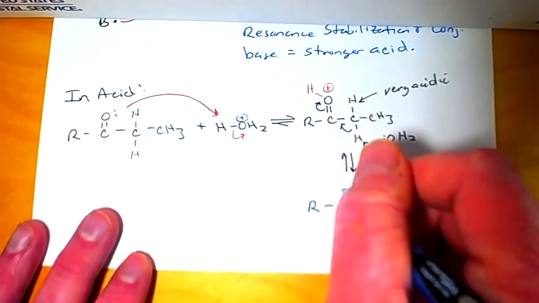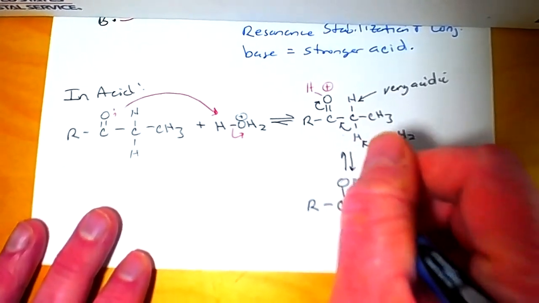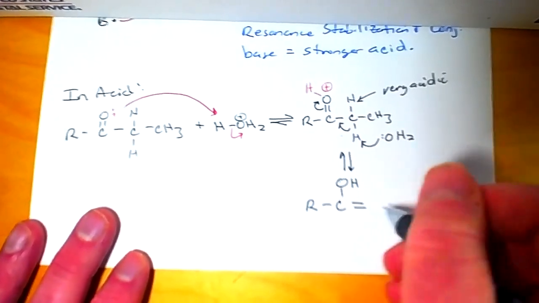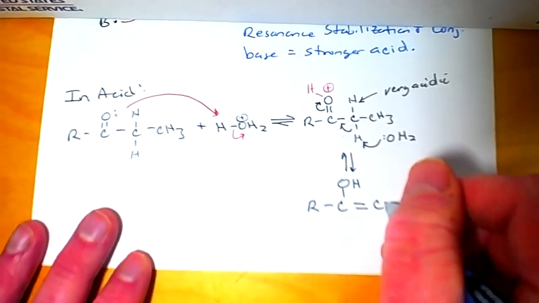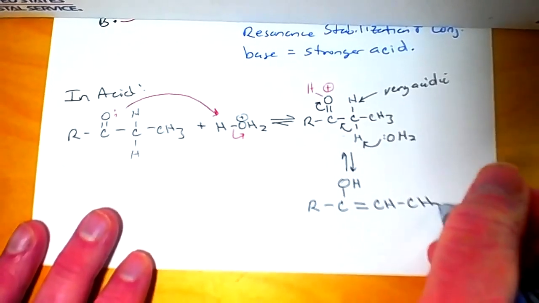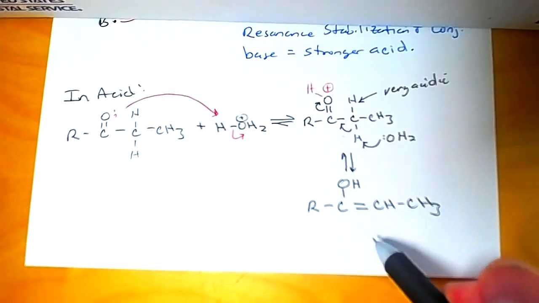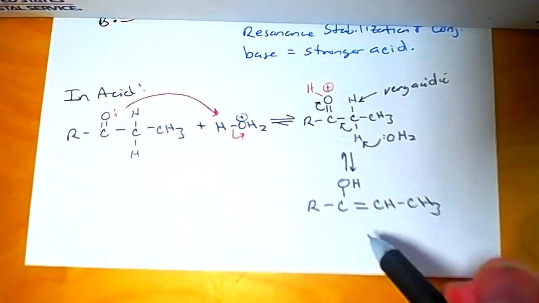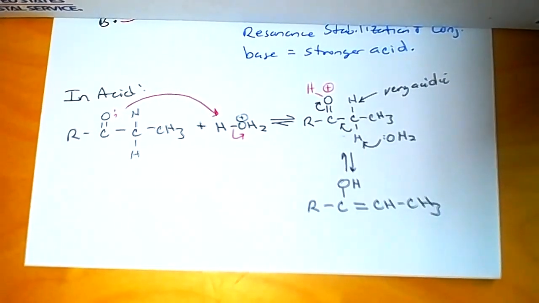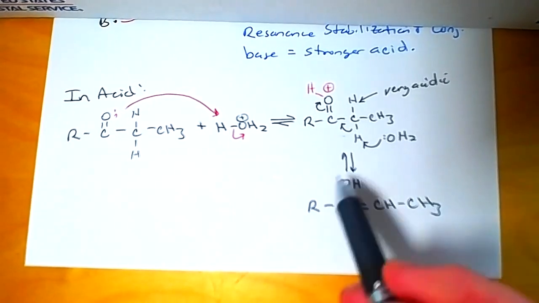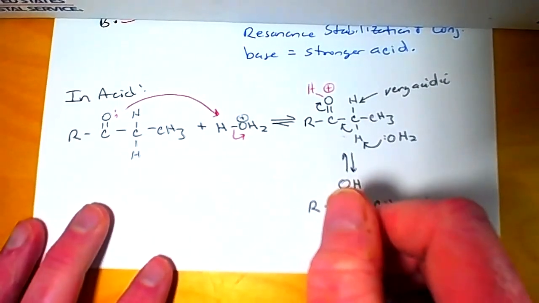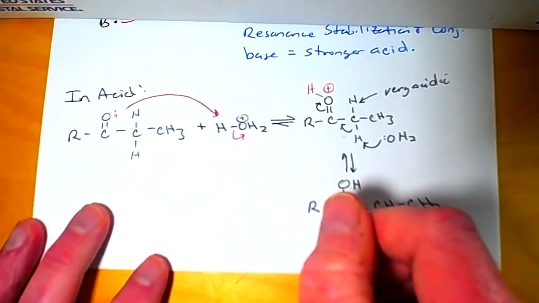And so that gives you a compound that looks like this. And this should look familiar. This is something we saw at the end of chapter 17. It is where we have an alkene and an alcohol. And so we refer to this as an enol.